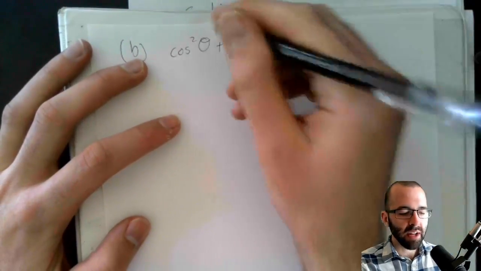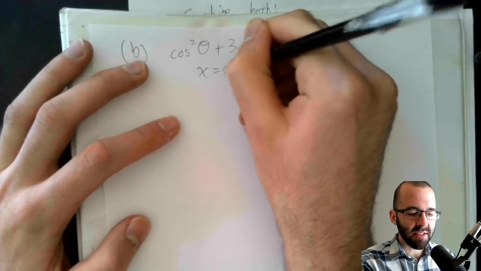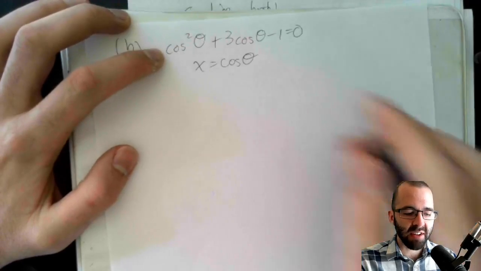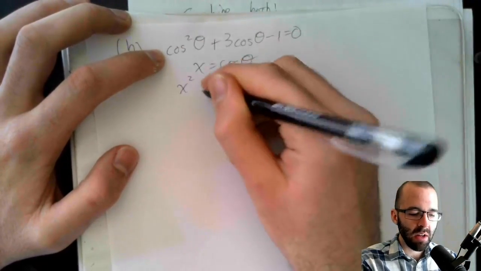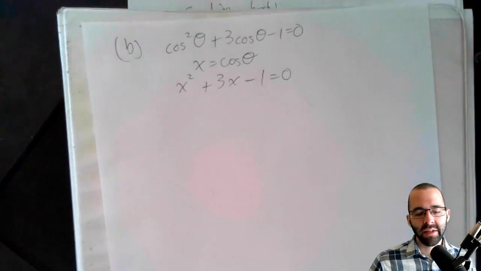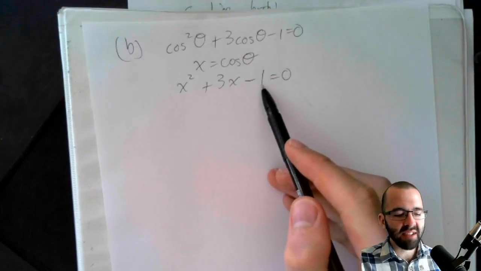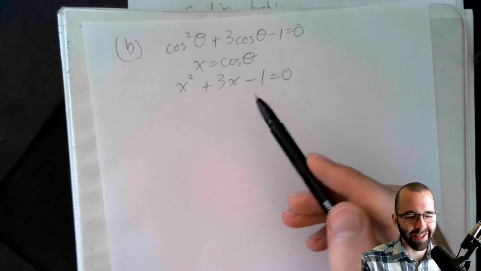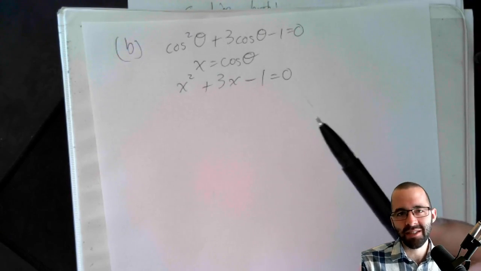All right, so we're going to, again, use a substitution where x is the cosine of theta. Well, then this becomes x squared plus 3x minus 1. And we'll try to factor it. We need something that multiplies to -1 that adds to 3. I don't think so. So we're going to use the quadratic formula.